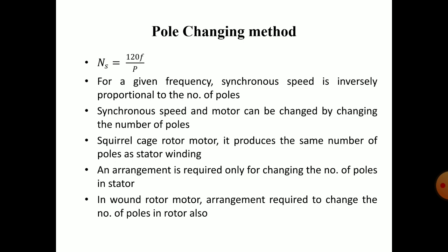As we know that synchronous speed can be given by ns equals 120 f by p, where ns is the synchronous speed, f is the frequency, p is the number of poles. So we can say that the synchronous speed is inversely proportional to the number of poles. That is, if you increase the number of poles, then synchronous speed will decrease. Similarly, if you decrease the number of poles, then the synchronous speed as well as the rotor speed increases.